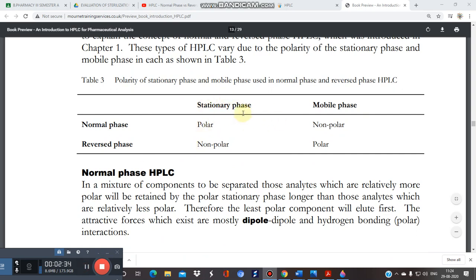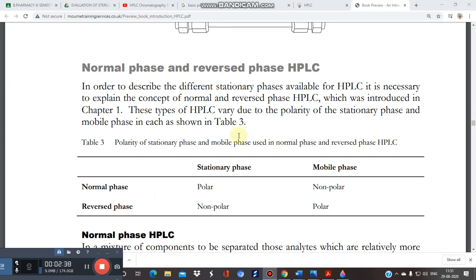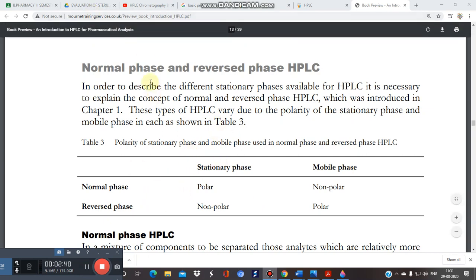So the basic principle involved also changes. Always remember this thing. There is a normal phase and reverse phase HPLC. Again, see, in the normal phase HPLC, the stationary phase is polar and the mobile phase is non-polar, whereas in the reverse phase, it is reversed. The stationary phase is non-polar and the mobile phase is polar.